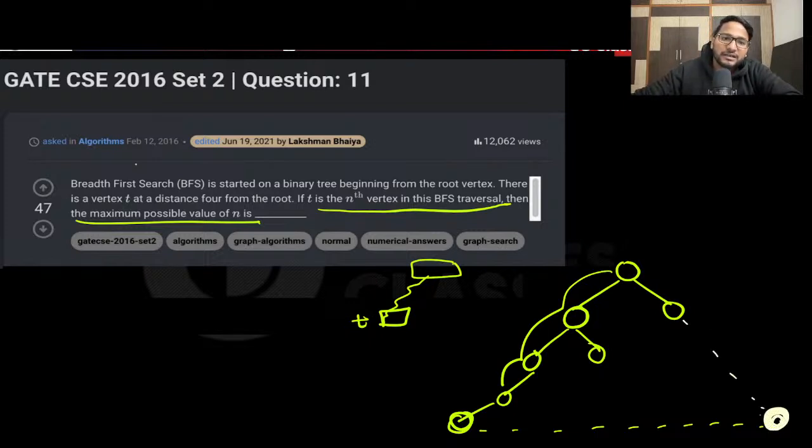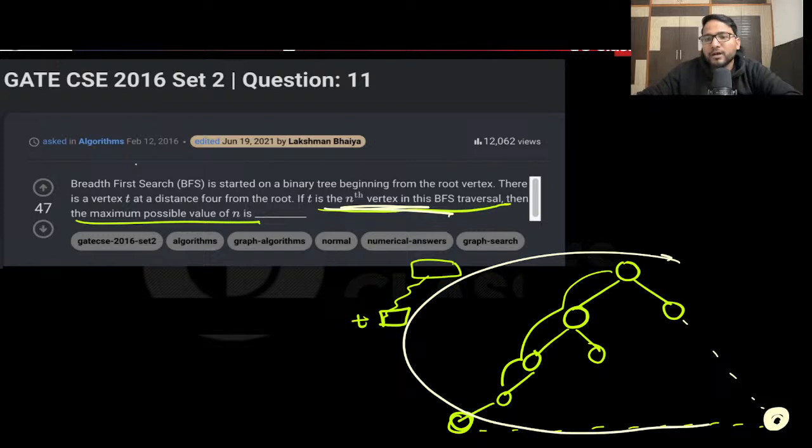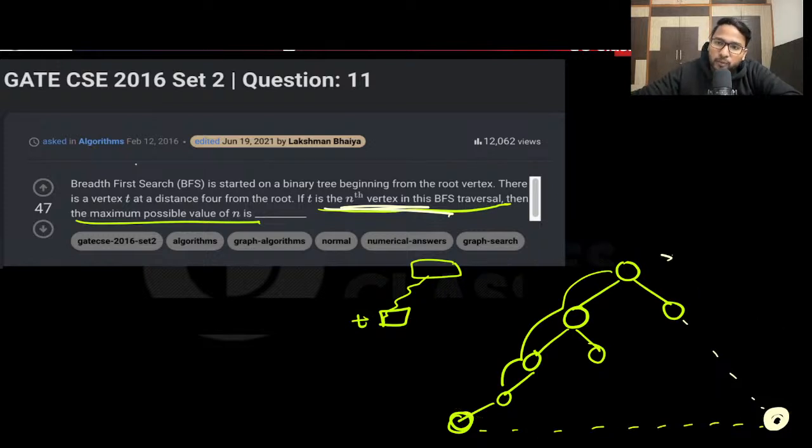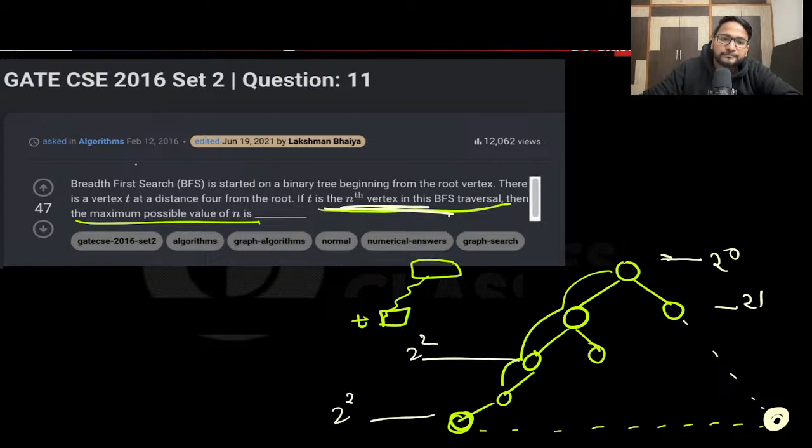So basically they are asking what is the possible value of n? Which means how many nodes are there if this is the nth vertex. So basically how many nodes are there in total? Which means this is 2 power 0 nodes, this is 2 power 1, this is 2 power 2, this is 2 power 3 nodes, right? Which means 1 plus 2 plus 4 plus 8.